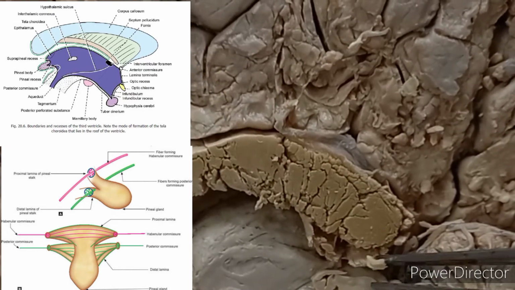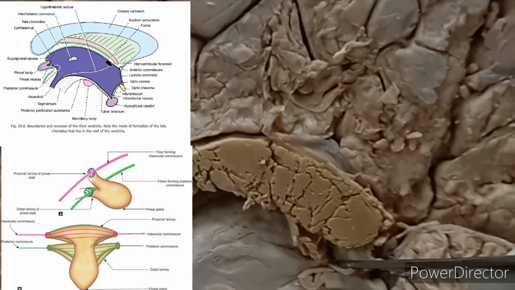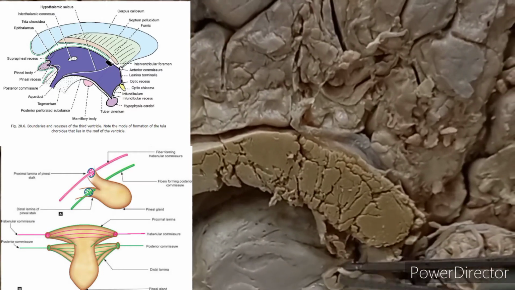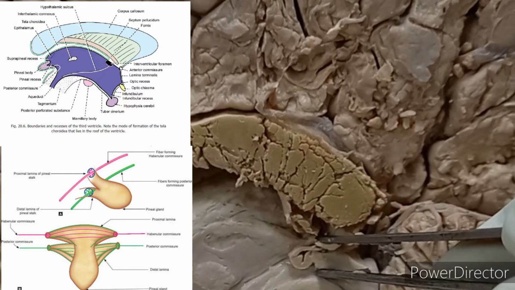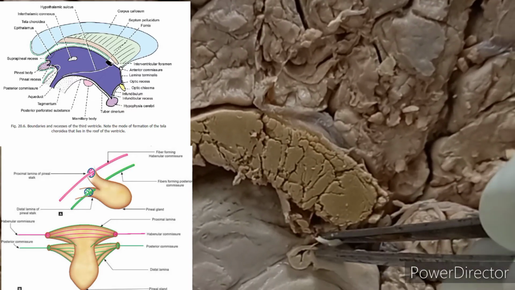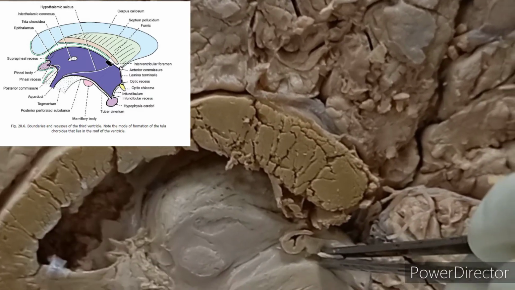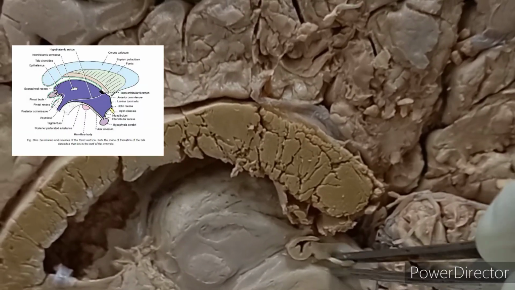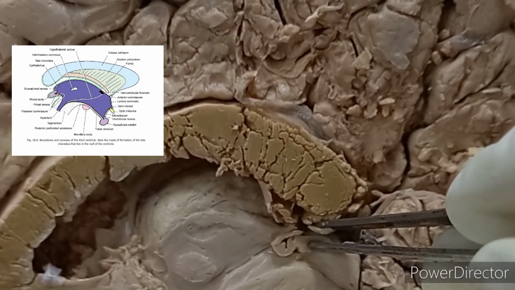Now, you can see here, this part is the pineal recess, a triangular structure that extends into the stalk of the pineal body. This is the pineal body, so this is the stalk of the pineal body, and here the upper lamina of the recess is traversed by the habenular commissure and the lower lamina is traversed by the posterior commissure. This is the position of the posterior commissure, and here is the position of the habenular commissure.